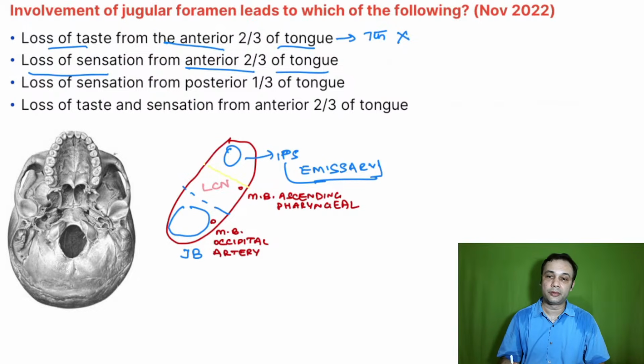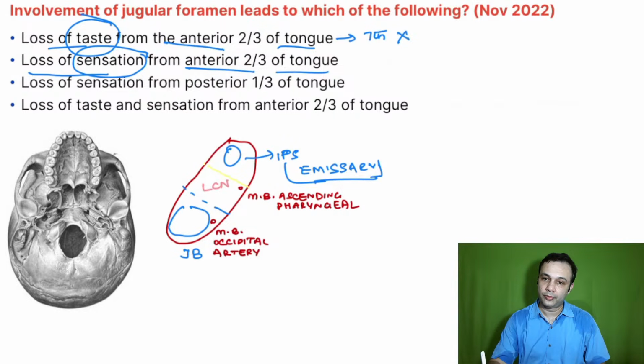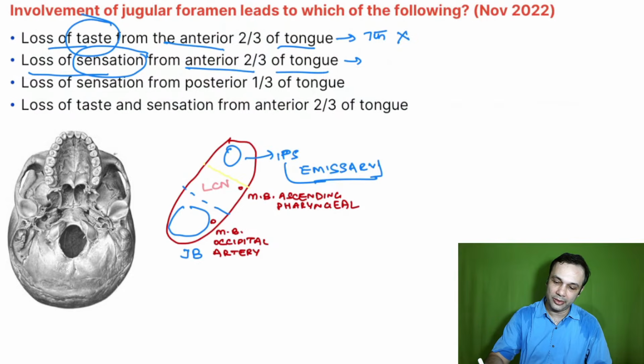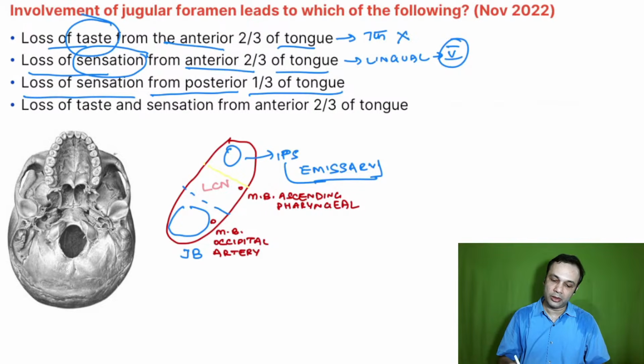Loss of sensation from the anterior 2/3 of the tongue. Produced by which nerve? They are talking about general sensation. This is taste sensation. Yes, absolutely correct. So lingual is the right answer. So you have the lingual once again. Which nerve? 5th nerve, right?